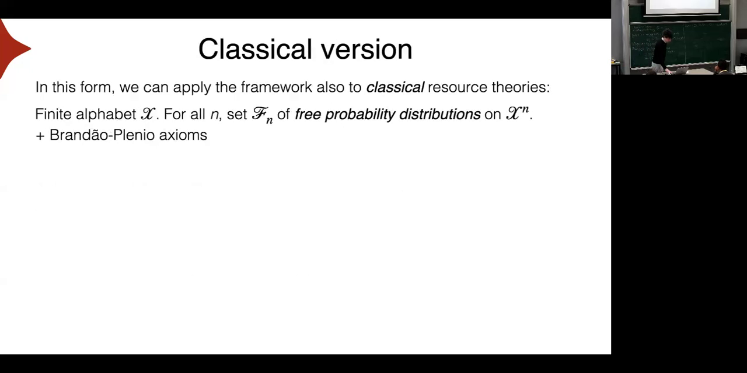All right. The good thing about this list of axioms is that now we can apply the theory also to the classical case. Let's start from classical because it's much simpler. I can actually try to explain the proof. Let's say you have a finite alphabet instead of a finite dimensional Hilbert space, and F_n will be a set of free probability distributions on n copies of the alphabet. Then you assume the axioms. It's perfectly fine, right? Tracing away means discarding one symbol, and so on.